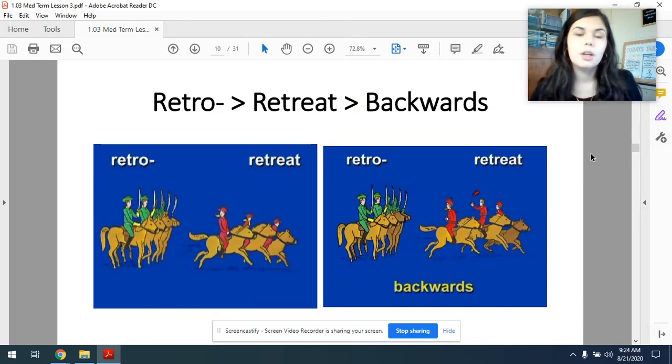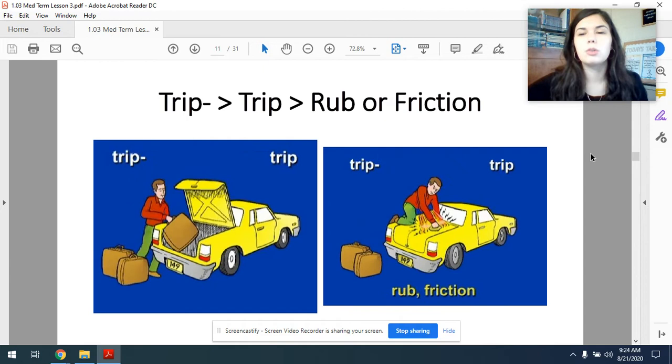Next is retro. Retro means retreat, and to retreat means to literally go backwards or for something to be behind something else. Retro, retreat, backwards. That one should be pretty easy. Now this one is a real stretch. Trip, you're going on a trip and you can't fit everything in your trunk, so it causes rubbing or friction. Trip, rub or friction. I like to think of this one as if you were to trip and you scraped your knee, you would have rubbed it, or it would have caused friction when you scraped it.